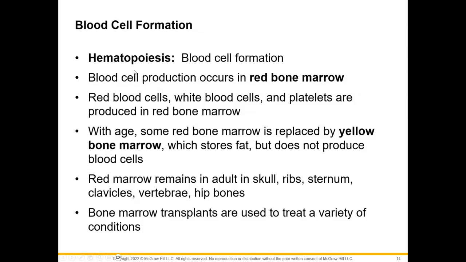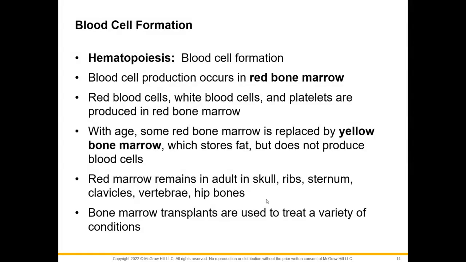Now, we said that blood cell formation is an important part of the skeletal system, and we call blood cell formation hematopoiesis. Blood cell production does occur in the red bone marrow, you might have guessed. Red blood cells, white blood cells, and platelets are produced in the red bone marrow. And as you age, some of the red bone marrow gets replaced by more yellow bone marrow. The yellow bone marrow stores fat, but does not produce blood cells.